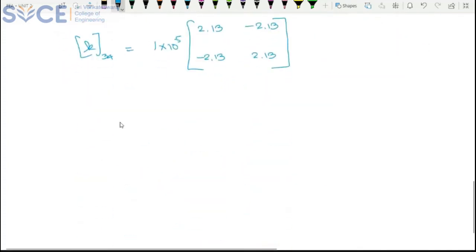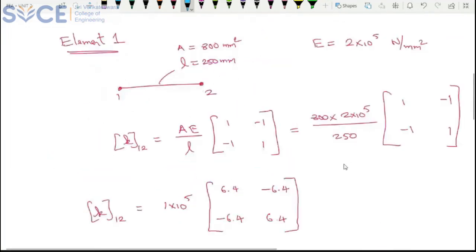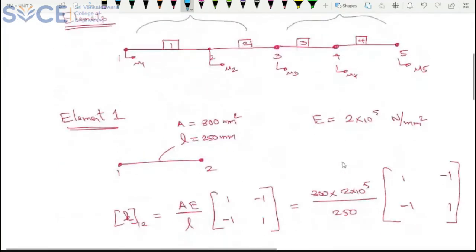We'll go for element 4. I think there is no difference in element 4, so same as element 3. Element 4, 4, 5 will be equal to the same thing. So this is my next element. I got the element stiffness matrix for all these elements: element 1, element 2, element 3, and element 4.